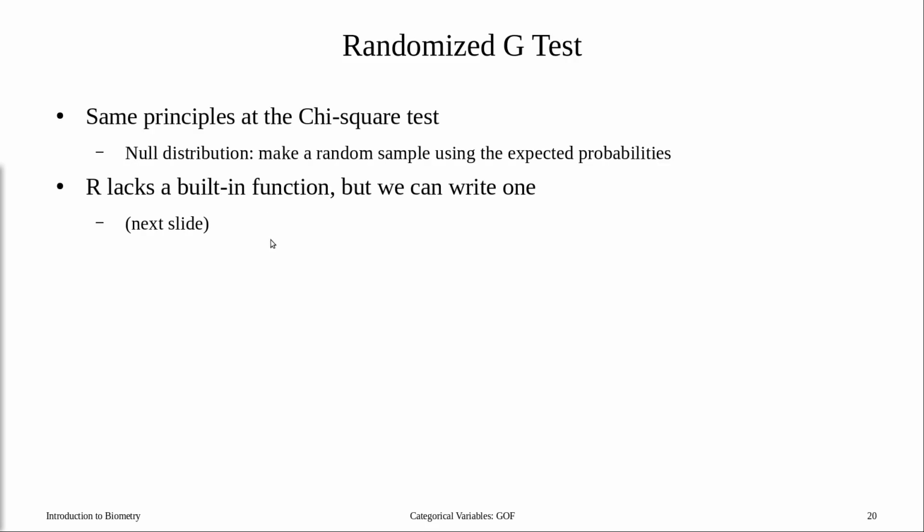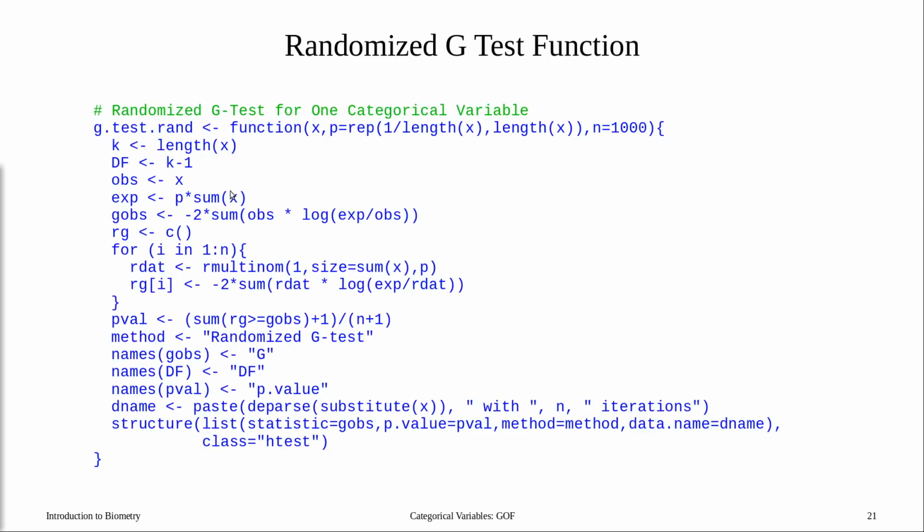What about a randomized g-test? Randomized g-test follows the same principle as the chi-square test. We would generate a random sample based on our probabilities, run a g-test, save the g, and then repeat it over and over and over again so that we get a null distribution of our actual g-test statistic. And then we calculate the p-value much the same way, the proportion that equals or exceeds that observed test statistic. R lacks a built-in function for this, but we can write one, and I did.